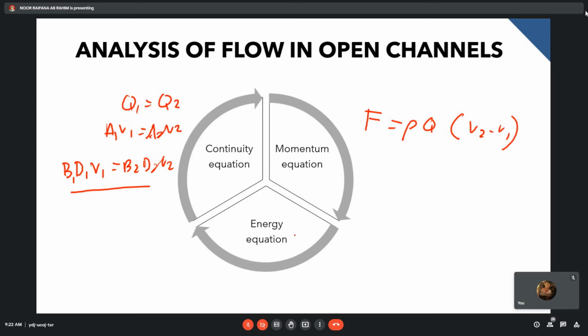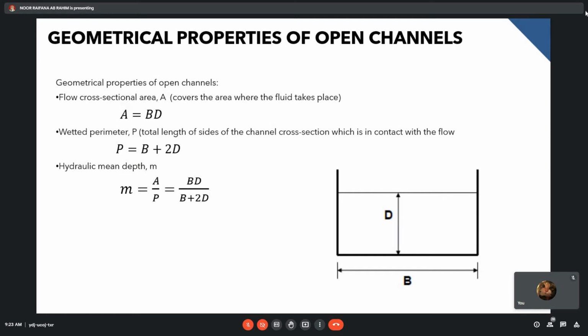So for energy equation, it comes from Bernoulli equation. So finally kita akan dapat to calculate the energy equation. The equation is E, specific energy, equal to V square over 2g plus D. So this is the basics of analysis of flow in open channel. Ni kalau tak tahu yang ni memang tak boleh lah nak calculate kan. Okay, so next saya akan highlight je apa yang important in this topic.